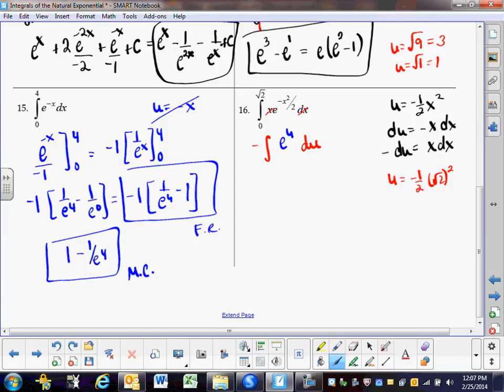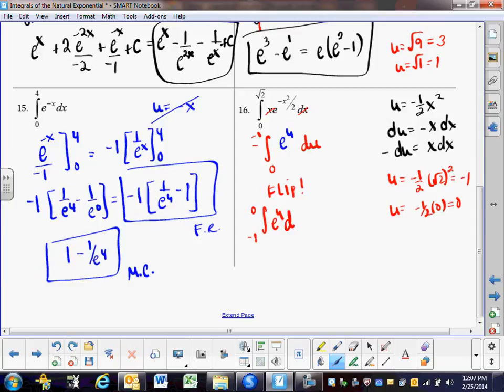So we're going to substitute out x dx as negative du. That leaves us with e to the u. And since we are in terms of u, we have to change our limits. So u is negative 1/2 of x squared. In this case, that's going to be negative 1, and u is equal to negative 1/2 of 0, so 0.